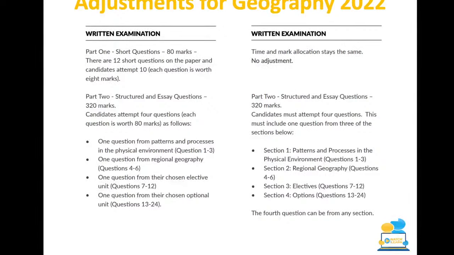Now you can't do 3 questions from the 1 section, so you can't have 3 questions from physical, but you can have 2, and then 2 more questions from 2 other sections, so maybe section 2 and section 3, and leave out options or whatever it might be. So that is a critical change to the Geography 2021 paper, and students need to be aware of that. Okay, and it's a great opportunity for students that are sitting the Geography 2022 paper, because of this extra choice.